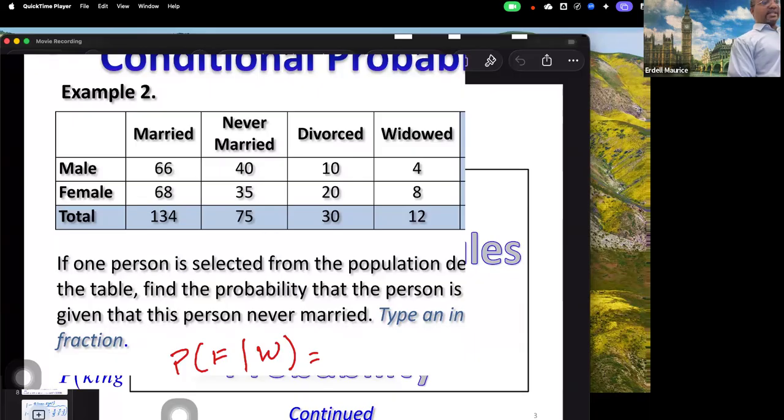The correct answer has been given. Indeed, it is 8 out of 12. Let me pause. Anyone not sure how we got 8 out of 12? Because I'm about to bend your brains. Any questions? So your brains get bent. All right, everyone's sure that's the right answer, yes? Because it is. So what's going to be the answer to this? What's the probability of being widowed given that you're a female? What's that going to be?